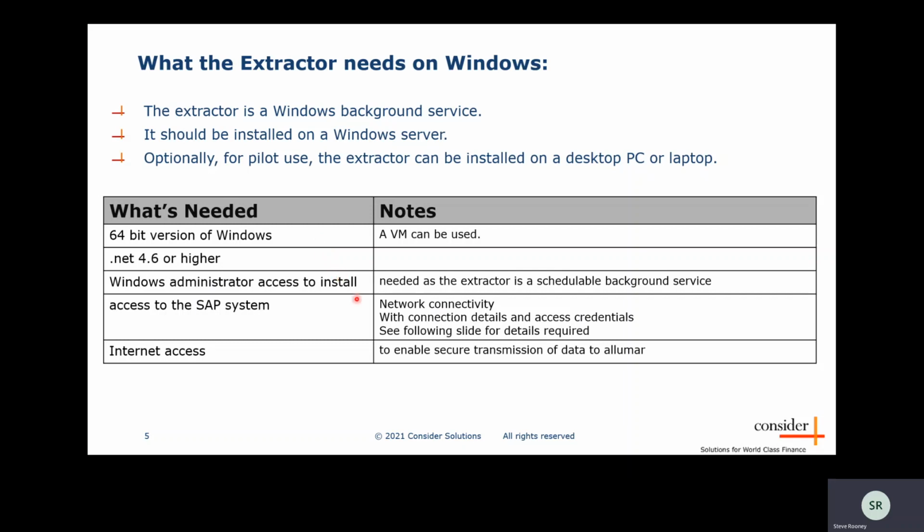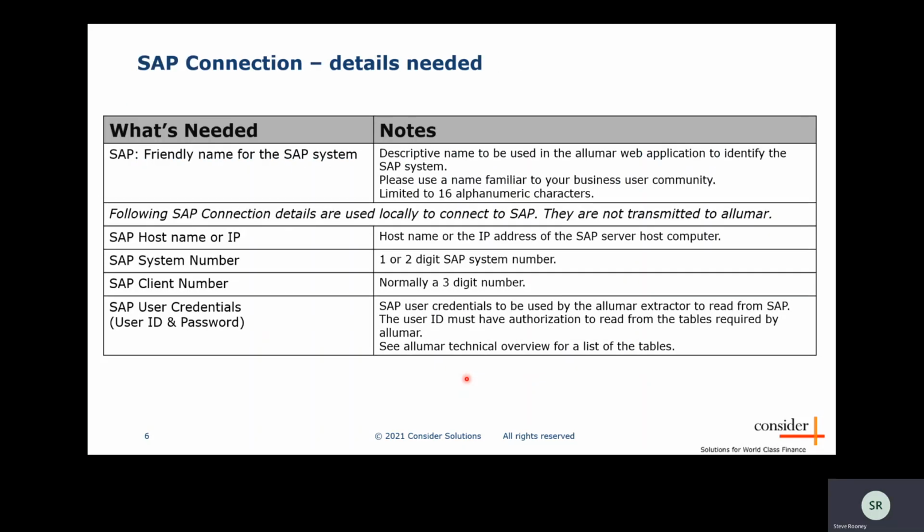It will need access to the SAP system in terms of network connectivity and the connection details and access credentials. And it needs internet access to enable secure transmission of data to allumar. For the SAP system you're connecting to, it needs a friendly name, so a name familiar to your business user community. And then for the specific SAP connection details, these are used locally to connect to SAP. They are not transmitted to allumar.